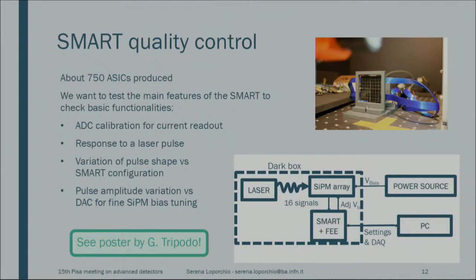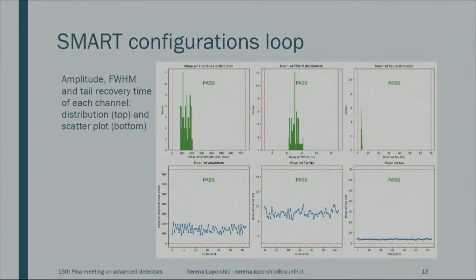The setup was again placed in a dark box, but this time, since we were not interested in the single photoelectron resolution, we used a higher intensity laser, and again, we used the PC interface with the SMART and front-end electronics to set the parameters and acquire data. If you are curious about these quality control measurements, I strongly suggest you go and check Giovanni's poster during this poster session. It will show you some nice results that we got during this test campaign.